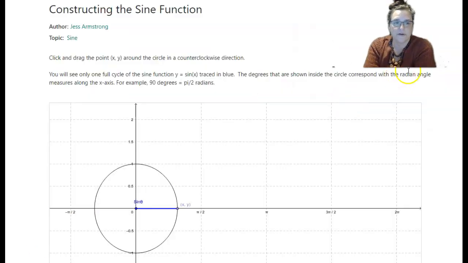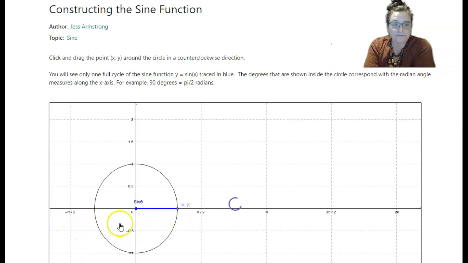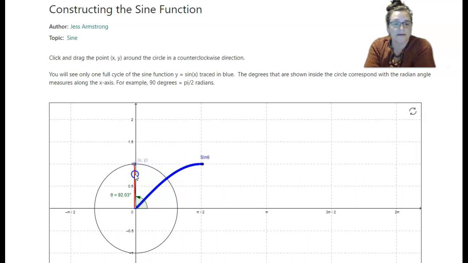Okay, now we're going to take a look in GeoGebra at this visualization of constructing the sine function. So if we grab this point, (x, y), and drag it around the circle in a counterclockwise direction, looking at positive angles, notice here my angle is increasing. Right here we're at 60 degrees, now we're at 90 degrees, and we've reached the highest point at pi over 2, the absolute maximum of 1.